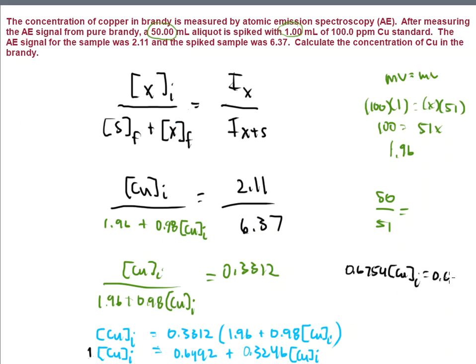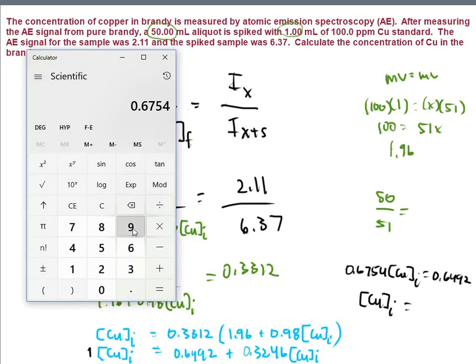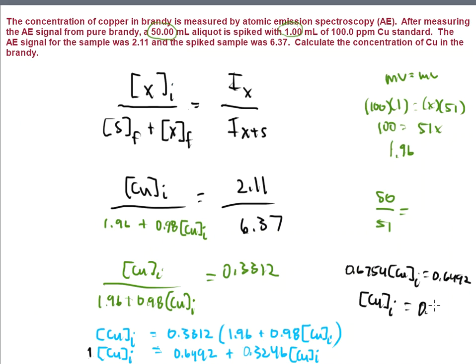And that's equal to 0.6492. I divide each side of the equation by 0.6754. So, let me clear that out. 0.6492 divided by 0.6754 equals 0.961. And the unit here, well, that's ppm, so it's going to be ppm there as well.